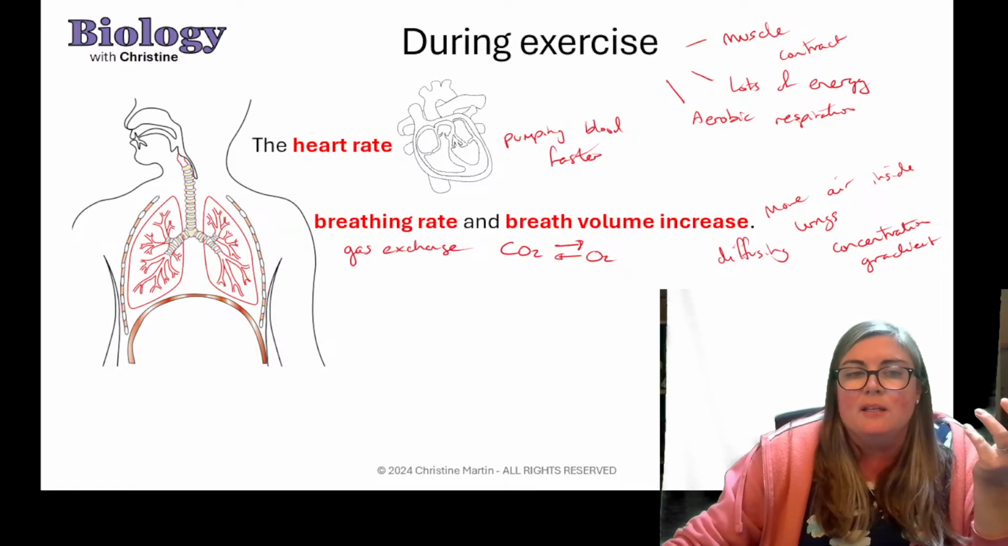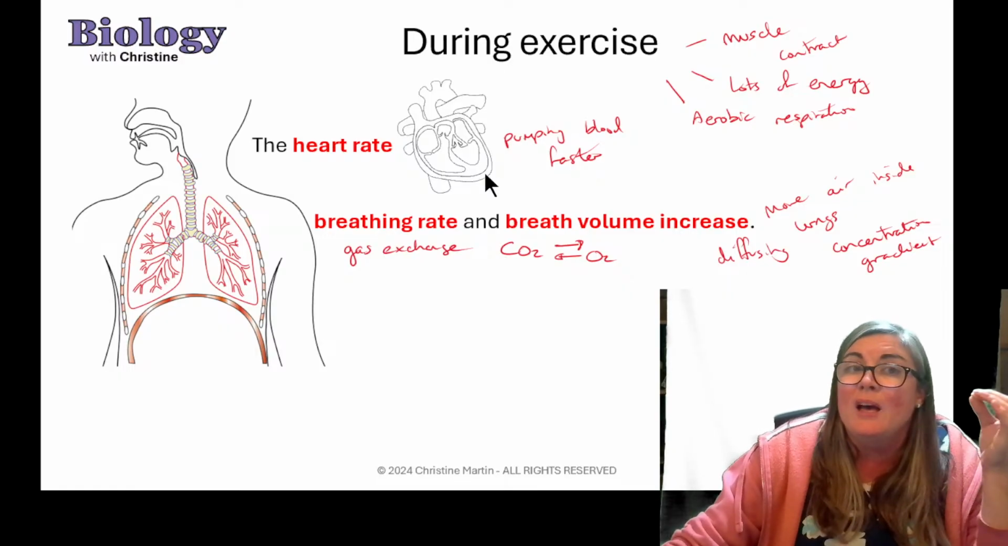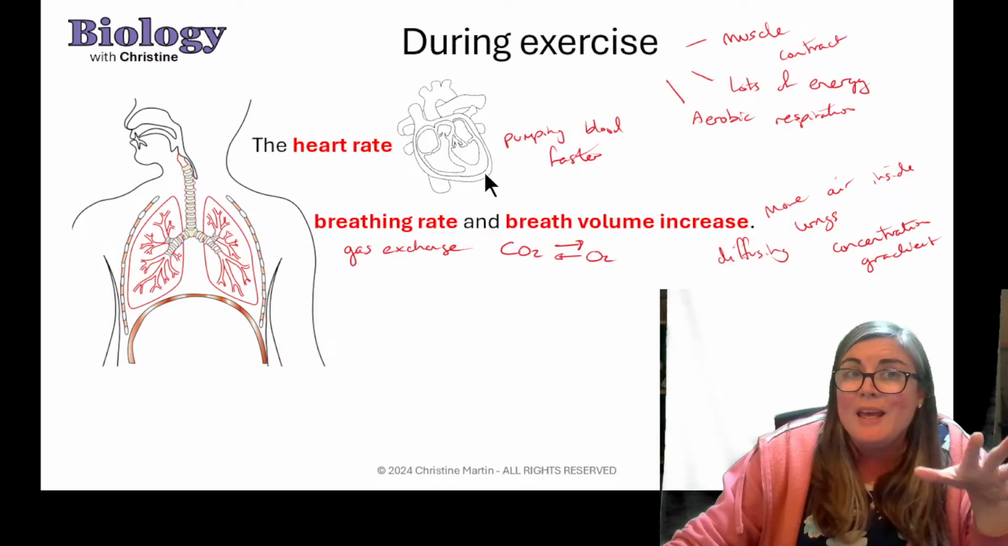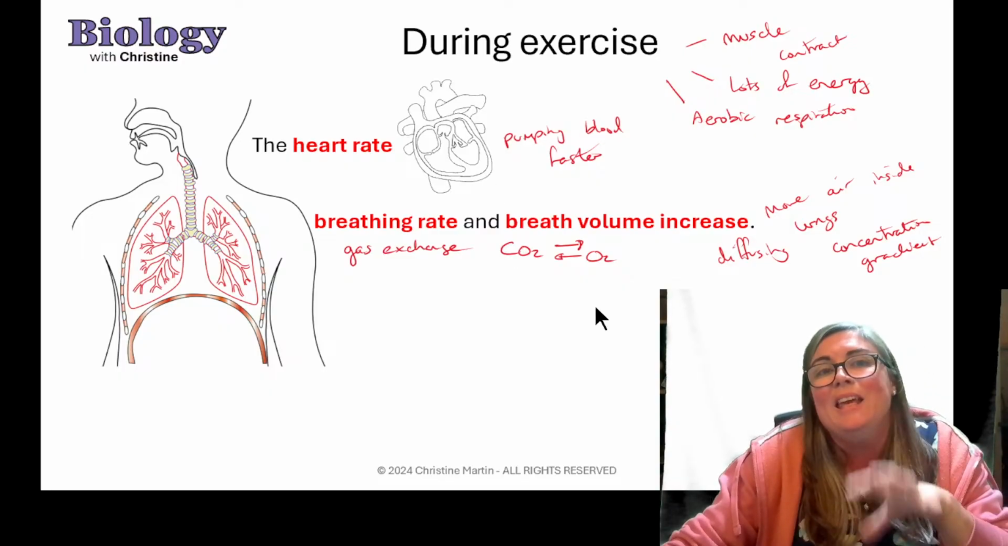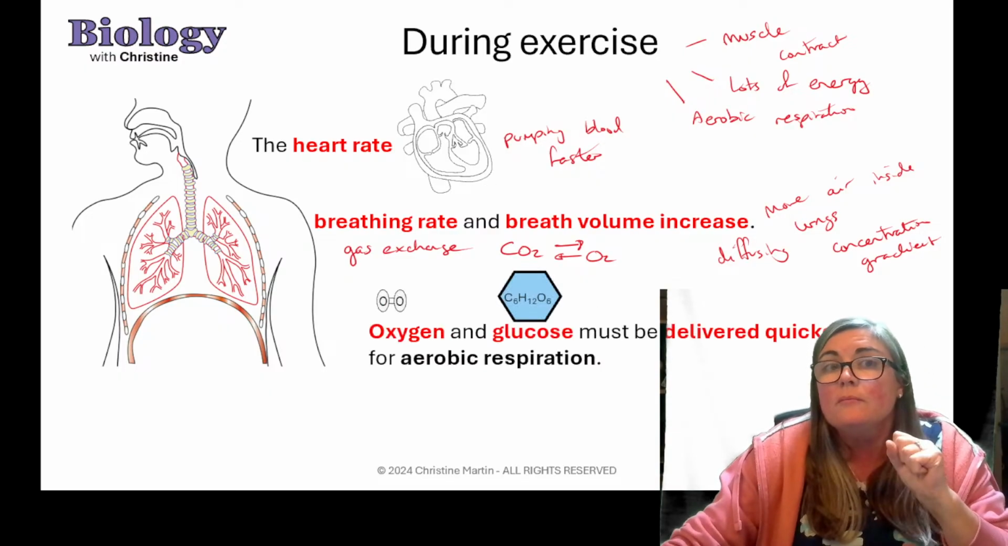So when I do exercise, I therefore need to have an increase in my heart rate, an increase in my breathing rate, and an increase in my breath volume.